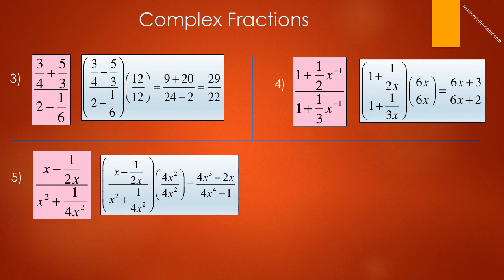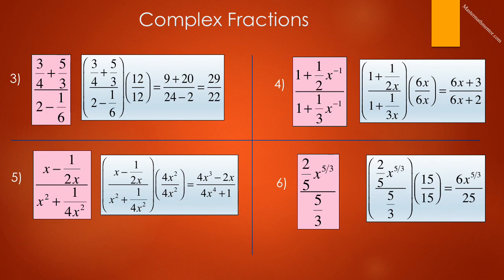In number 5, we have x minus 1 over 2x all over x squared plus 1 over 4x squared. The LCD of all four terms is 4x squared. So we will multiply the entire expression by 4x squared over 4x squared. And we get 4x to the third minus 2x over 4x to the fourth plus 1. We could factor out the numerator if we wish to, but it is not necessary.